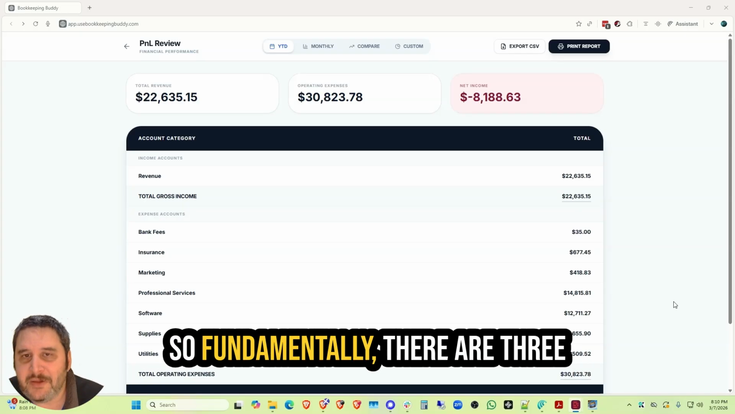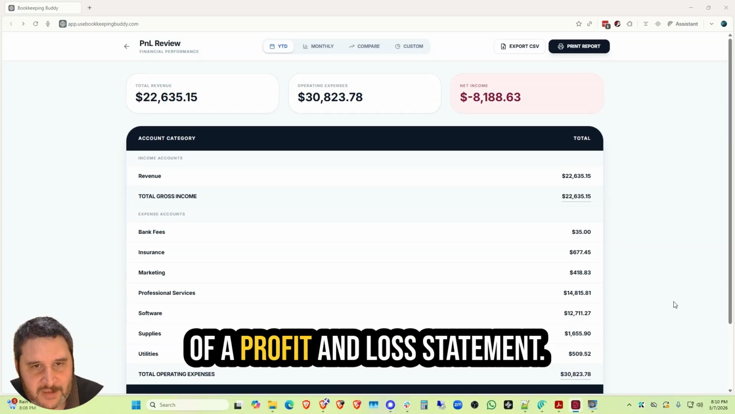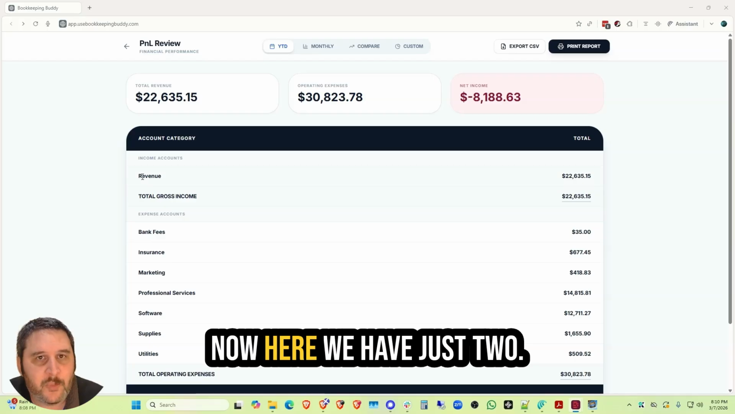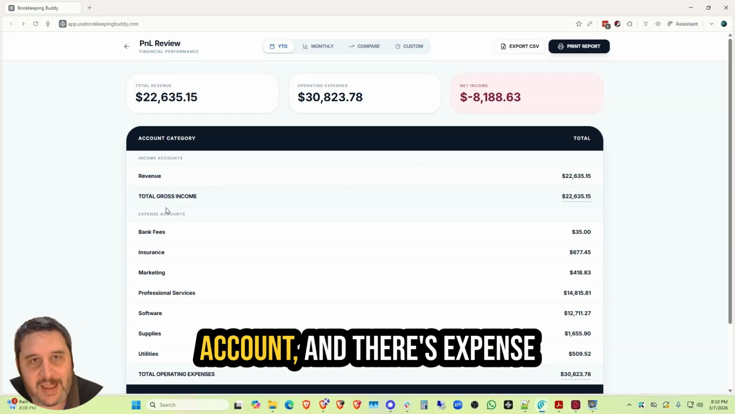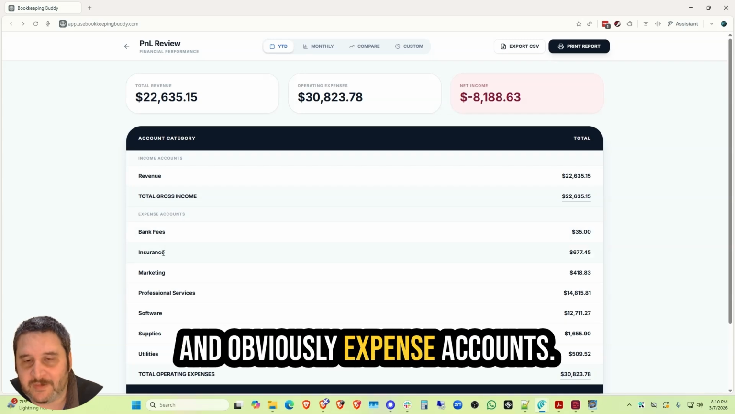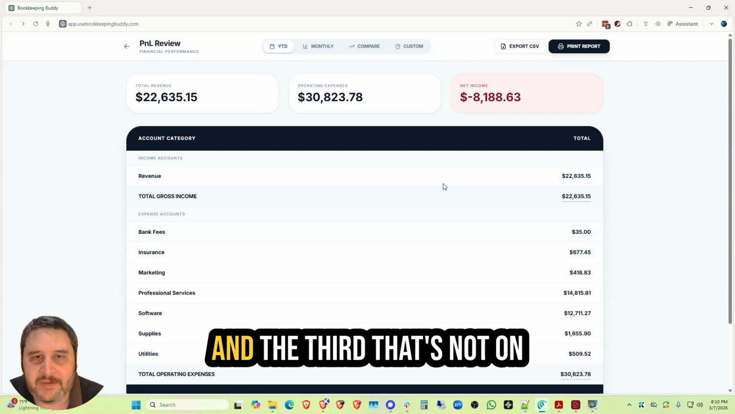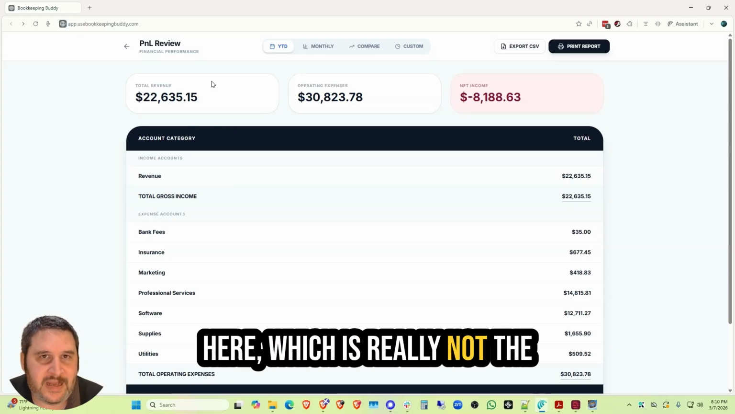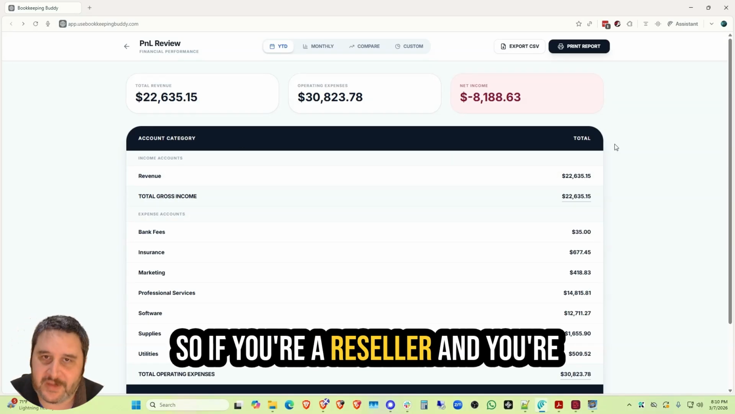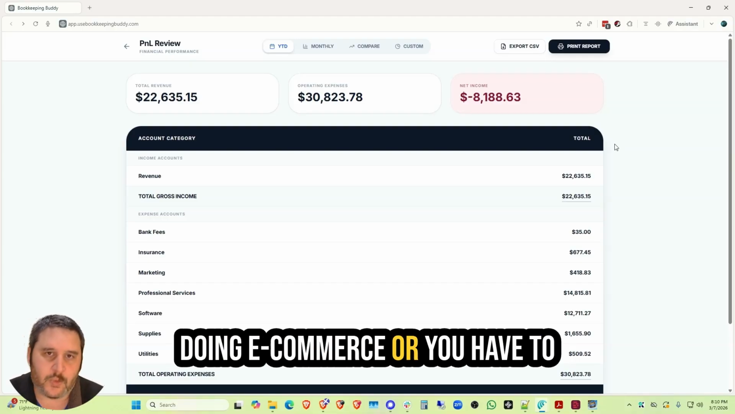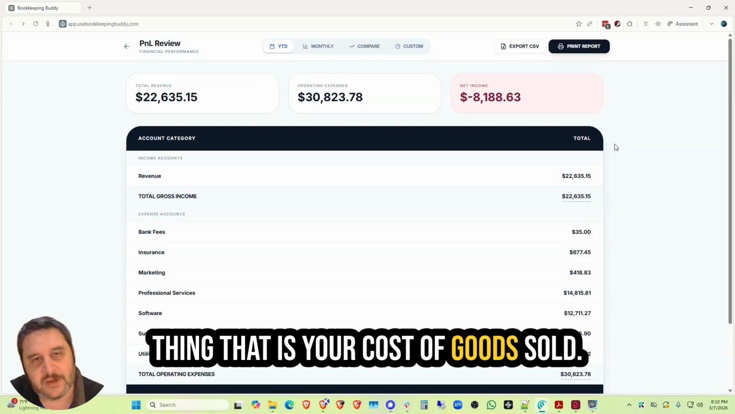So fundamentally, there are three different categories of item inside of a profit and loss statement. Now here we have just two. There's revenue, which is an income account, and there's expense. And obviously expense accounts consist of things you spend money on. And the third that's not on here, which is really not the use case for Bookkeeping Buddy, is cost of goods sold. So if you're a reseller and you're doing e-commerce, or you have to buy a thing in order to then sell a thing, that is your cost of goods sold.